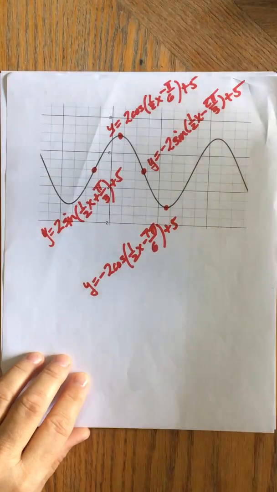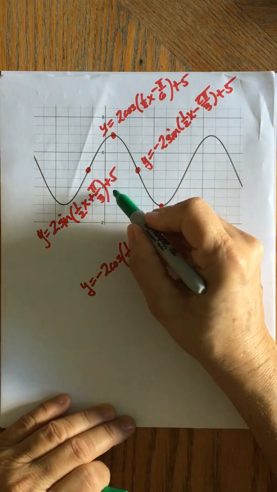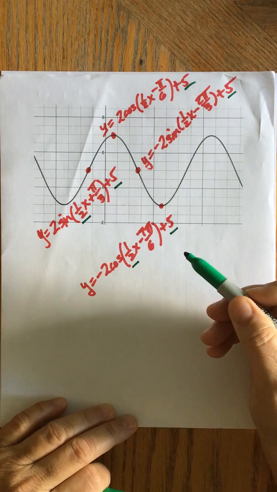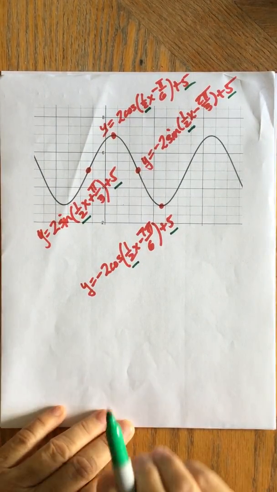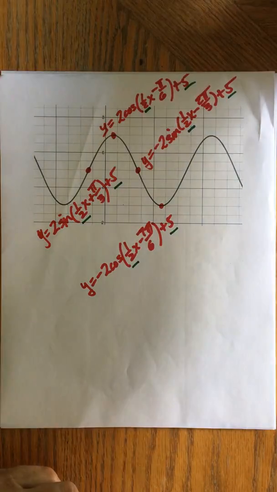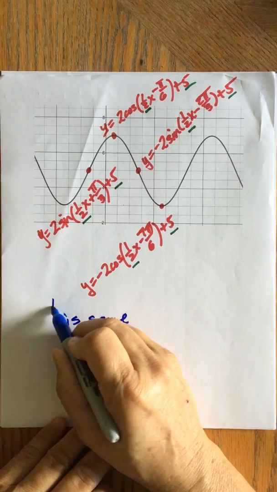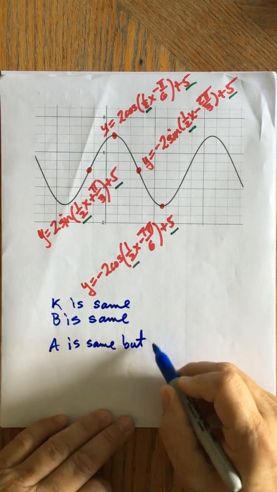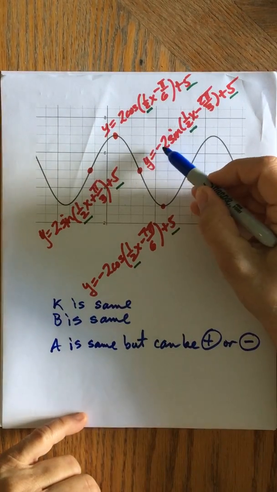So what do we see that is the same and different among these? One thing I can see is that the 5 stays the same in each of these equations. What else stays the same? The half. Why? Because the period is the same for all of them, and the period is 2 pi over b, so b has to stay the same. Now, a is similar. They're all either 2 or negative 2, so a only changes sign depending on whether the wave is reflected or not. So b is the same, k is the same, and a is the same number but either positive or negative.